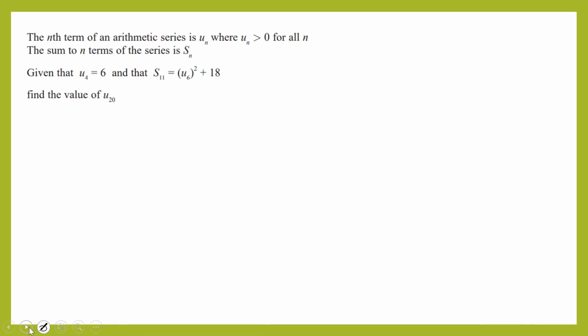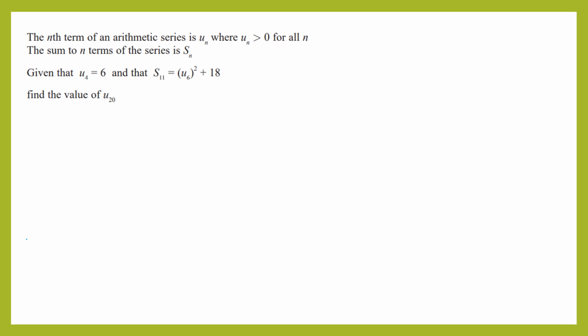How do we solve this? The question says the nth term of an arithmetic series is un, where un is greater than 0 for all n. The sum to n terms of the series is Sn. Given that u4 equals 6 and that S11 equals u6 squared plus 18, we need to find the value of u20. So here is an arithmetic series, and we need to find the value of u20 by using the given info.